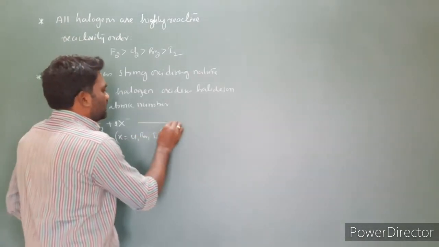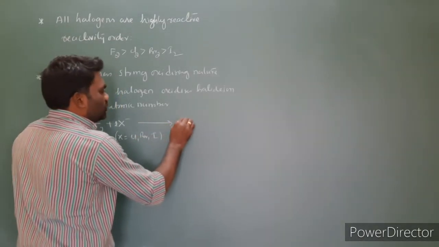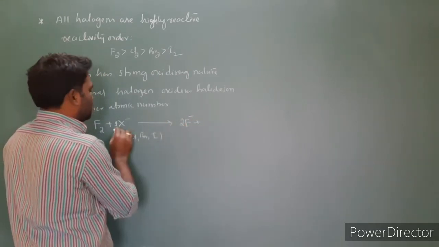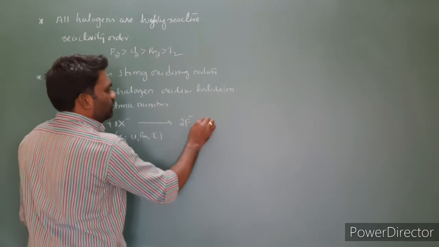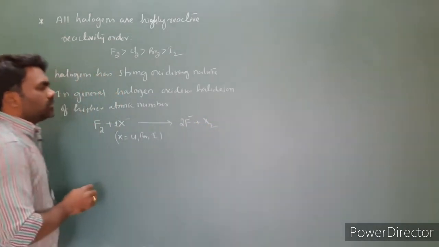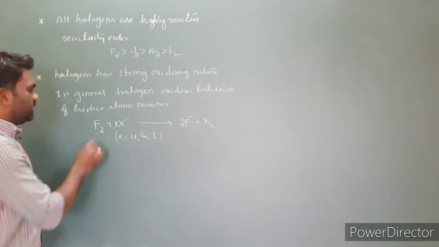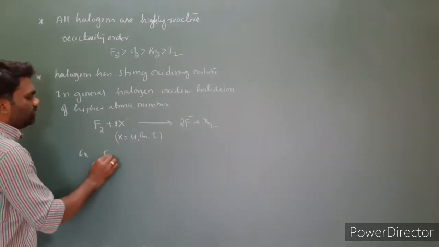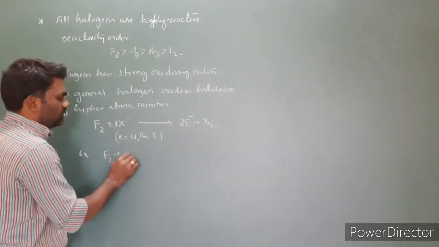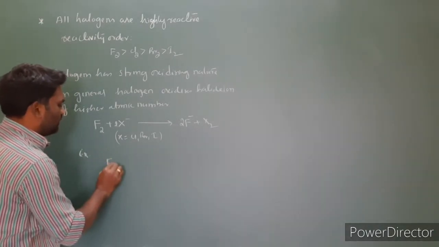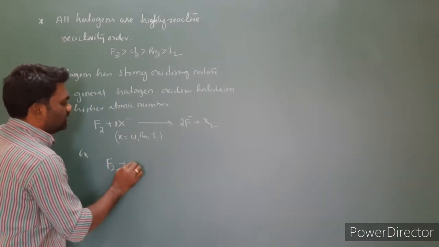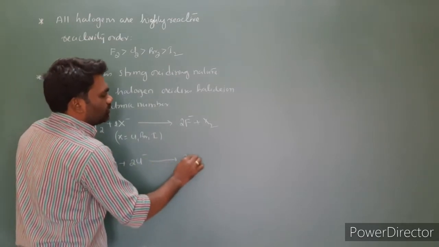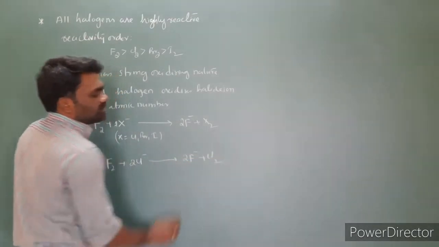Now let's look at the reaction. F2 plus 2X minus becomes 2F minus plus X2. Let us take one example for understanding. I am taking fluorine F2, and in the place of X I am taking chlorine, 2Cl minus. Then the product is 2F minus plus Cl2.